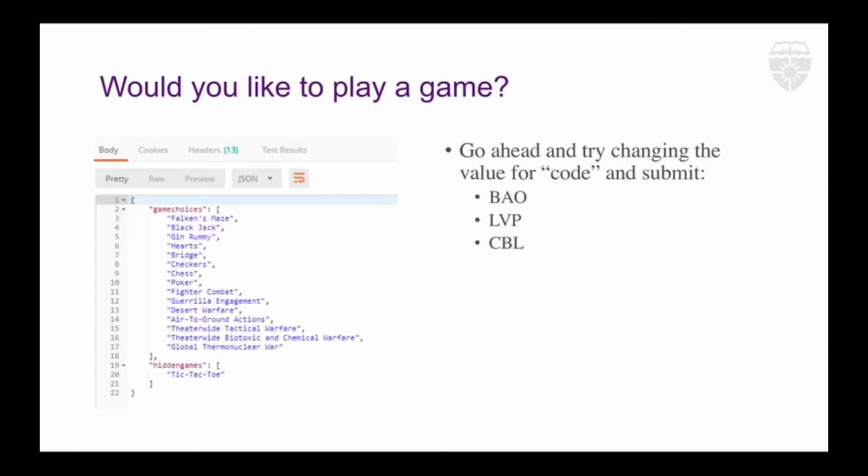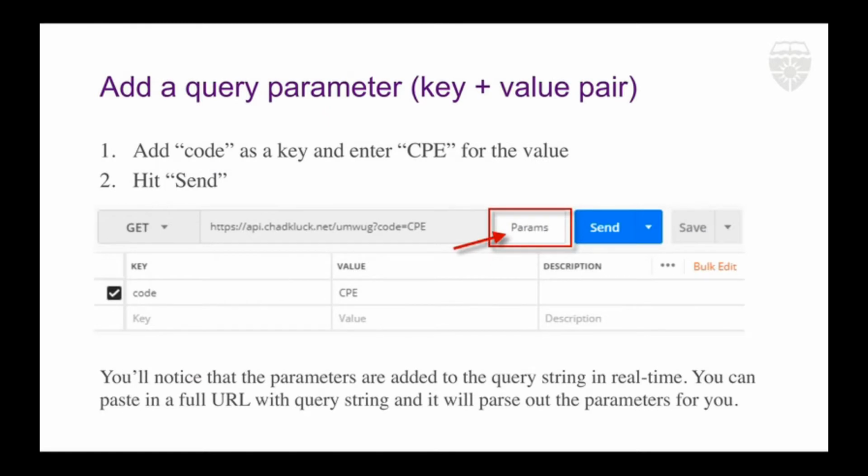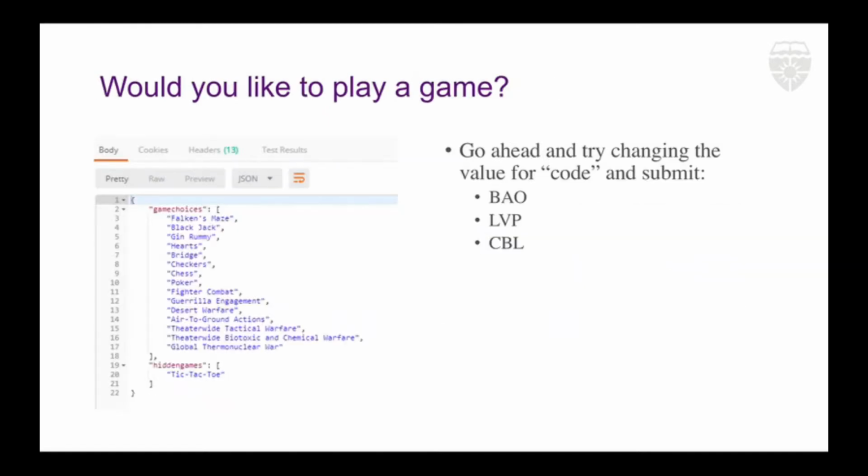So if we went ahead and typed in one of those, if you were to use CPE for the value for the code, you would get something like this. And then you could also change the CPE, where the code equals, to be a U, LVP, CBL. You get those other code examples as well.